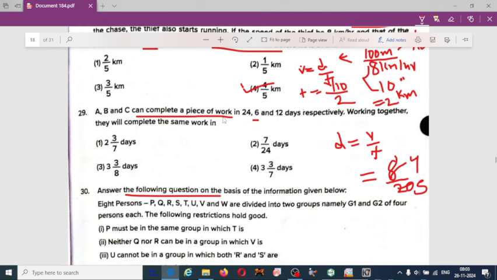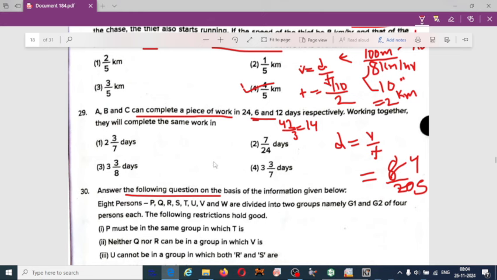So A, B, C are completing the work in 24, 6 and 12 days. If you add all these, how many days do you get in total? 42 days. 24 plus 6 is 30, 30 plus 12 is 42. If you divide it by 3, approximately how many days does each have to take? 14 days.